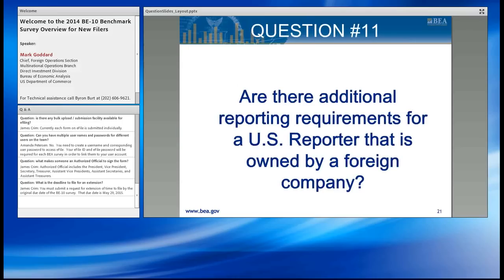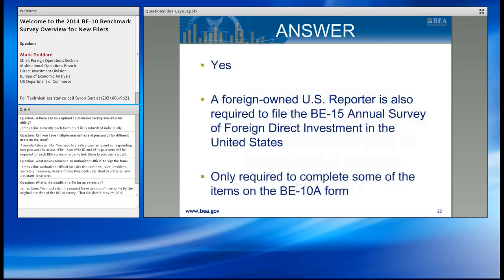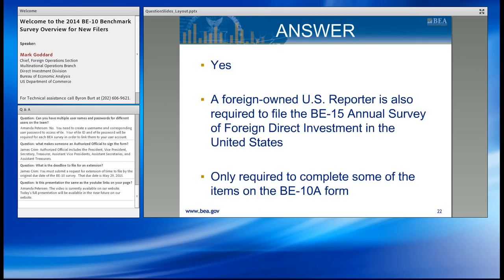Are there additional reporting requirements for a U.S. reporter that is owned by a foreign company? Yes. In addition to the BE10A form, a foreign-owned U.S. reporter is also required to file the BE15 BEA Annual Survey of Foreign Direct Investment in the United States. Since many of the data collected on the BE15A form are the same as data collected on the BE10A, foreign-owned U.S. reporters that file the BE15A form are only required to complete some of the items on the BE10A form.